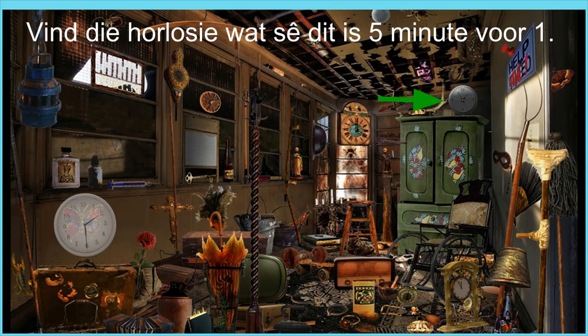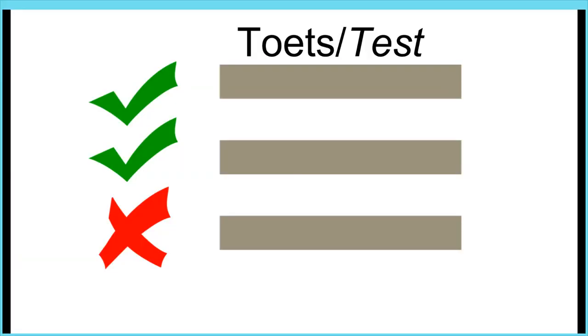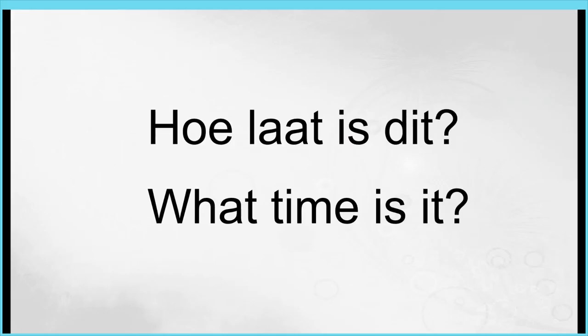Vind die oorlosie wat sê dit is 5 minute voor 1. Translated, it says, find the watch that says it's 5 minutes to 1. Quickly grab a pen and a sheet of paper. Write down the question number and your answer next to it. At the end of the test, we will look at your answers. Hoe laat is dit? What time is it? Remember to write the time in Afrikaans.